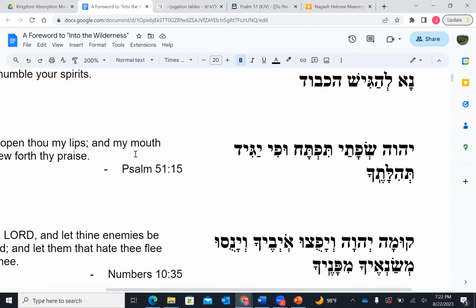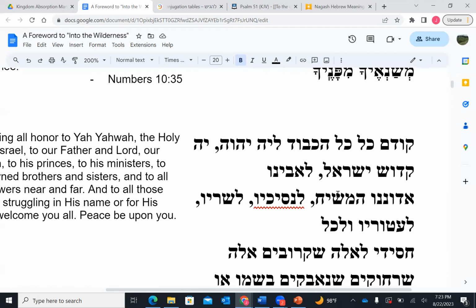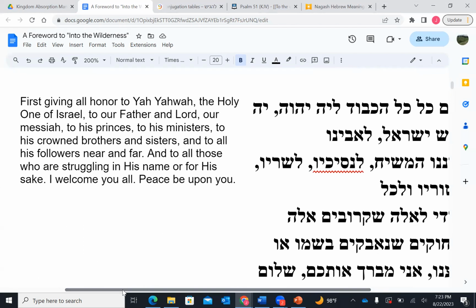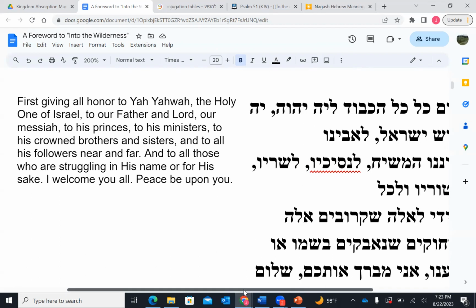In the section you just read, I just want to clarify because I see in the English part, "to our Father and Lord, our Messiah." Who is the Messiah referenced here? Who is the Messiah referenced?